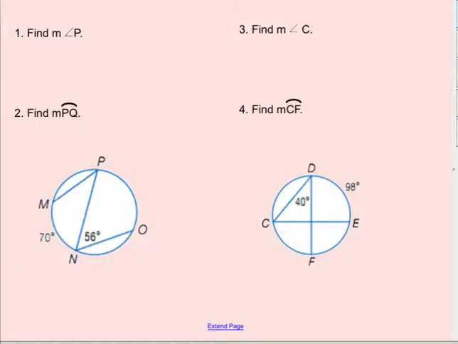We want to find the measure of angle P. Here's angle P right here. I notice that I know the intercepted arc measure, that is 70 degrees. So I take that 70 degrees and divide it by 2 in order to get the measure of that angle, because that is our inscribed angle. Well, 70 divided by 2 is 35 degrees.